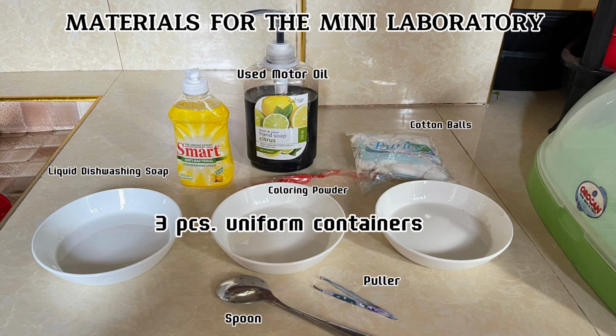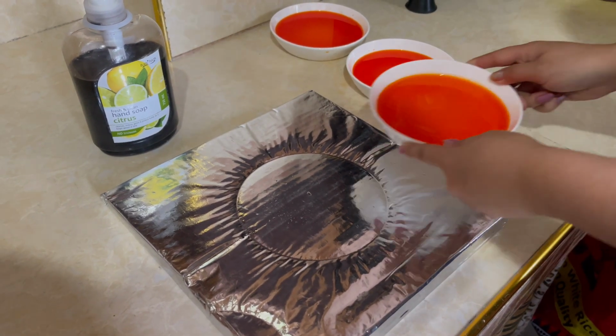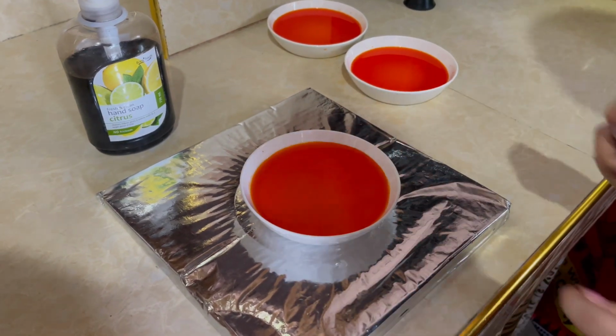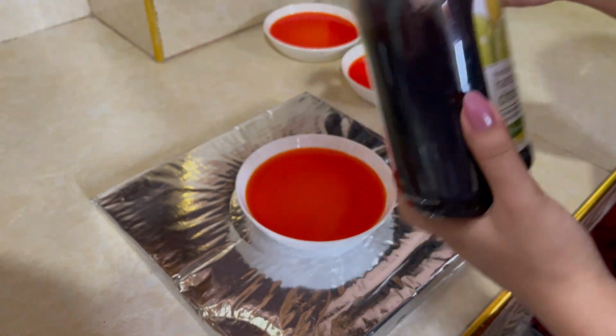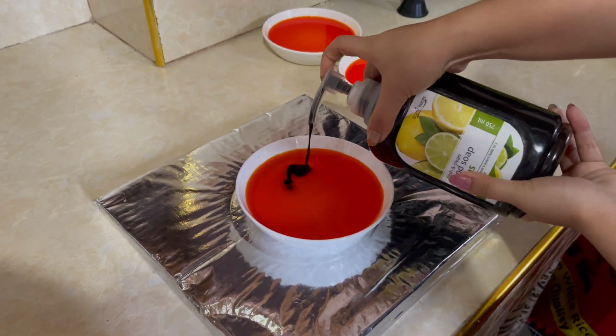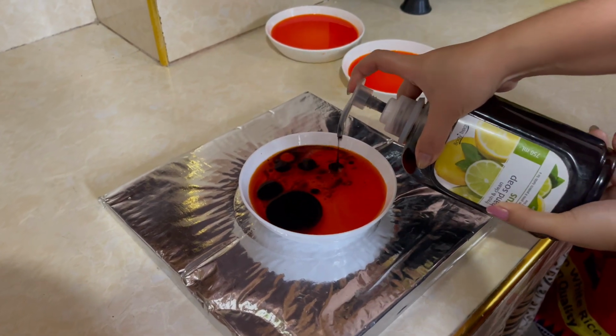These will be the materials to be used. We have here water with an orange food coloring and a used motor oil. We will put it together. As you can tell, oil and water do not mix.